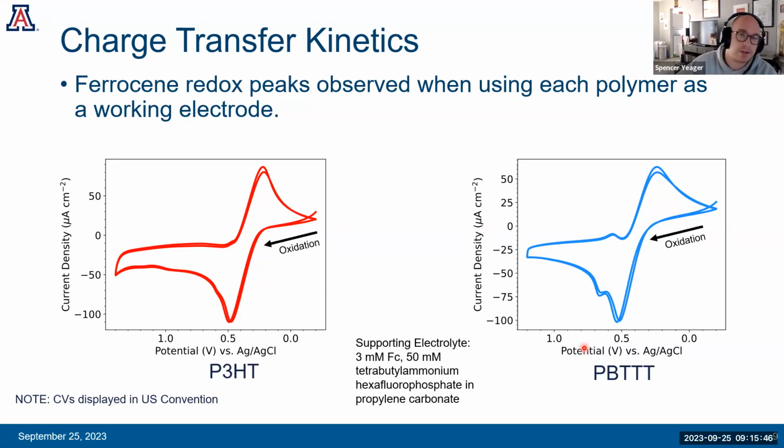So if you add ferrocene to your electrolyte, you can see kind of a mix of the ferrocene redox peak and the response from the polymer. And I'm changing the colors of my graphs here because, at least in these studies, I started using a different type of P3HT and PBTTT.